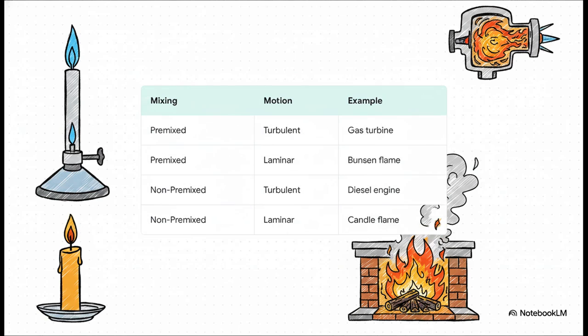So we can take those two mixing categories and cross-reference them with fluid motion to classify pretty much every fire in our world. It's like a giant puzzle. A flame can be perfectly smooth, which we call laminar, or it can be chaotic and swirling, which is turbulent. So a spark-ignited gas engine, that's a turbulent premixed flame. The Bunsen burner from high school chemistry, that's a laminar premixed flame. Meanwhile, an aircraft turbine uses a turbulent non-premixed flame. And that cozy wood fire or the candle on your table, those are laminar non-premixed flames. It's just incredible how neatly we can categorize the forces powering our world.